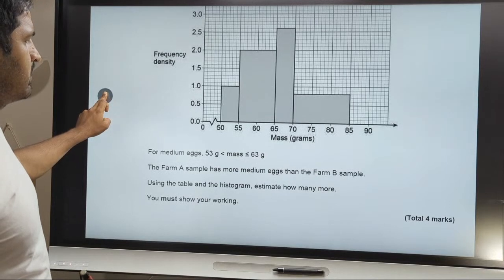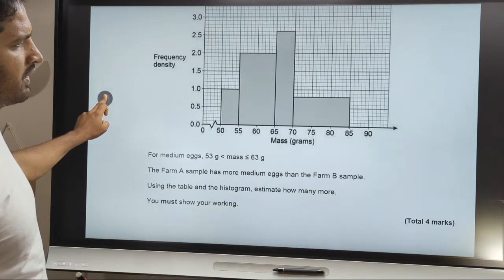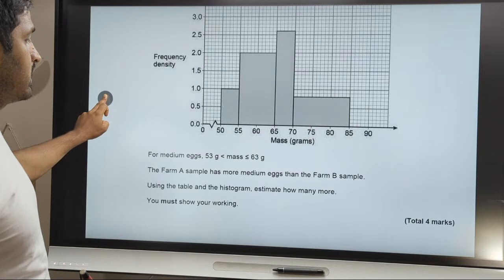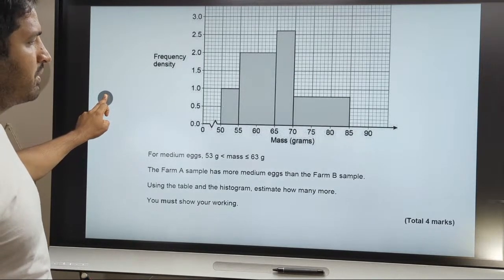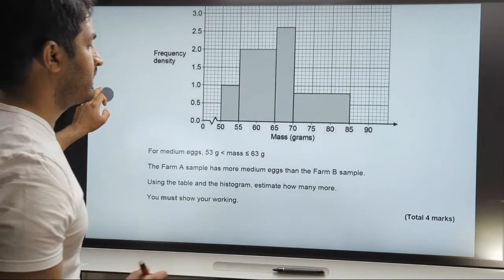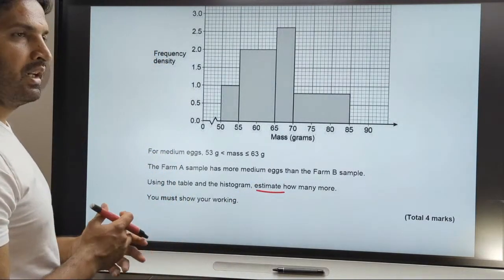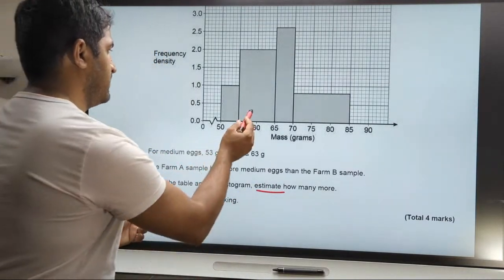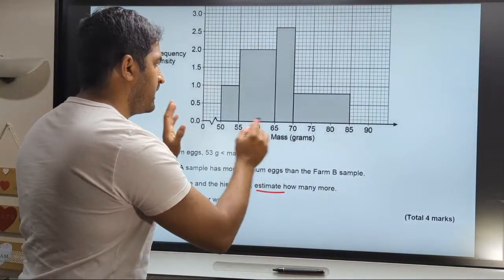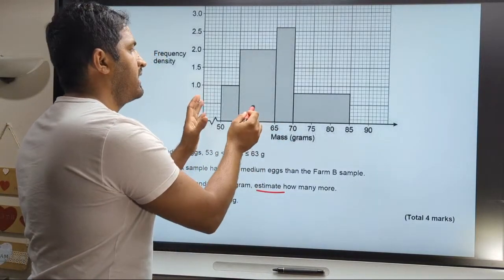Farm A sample has more median eggs than the farm B sample. Using the table and the histogram, estimate how many more. The word estimate is being used here. Okay, so we're going to have to work it out. It's explorative, basically. So you're going to be spreading these eggs in here equally.